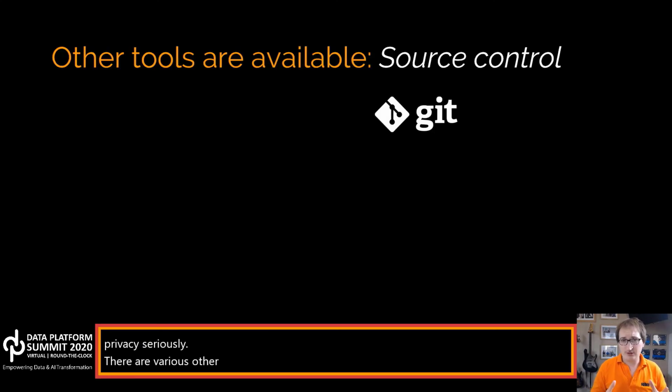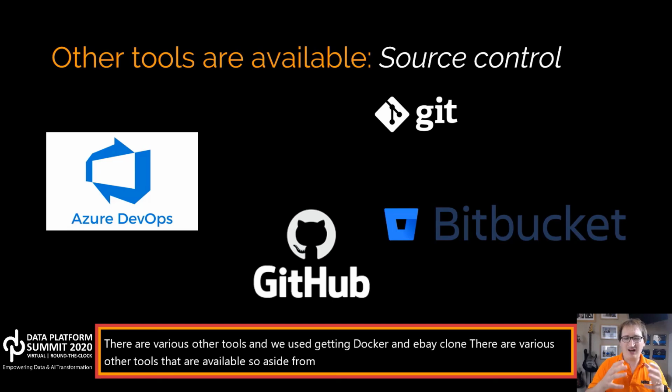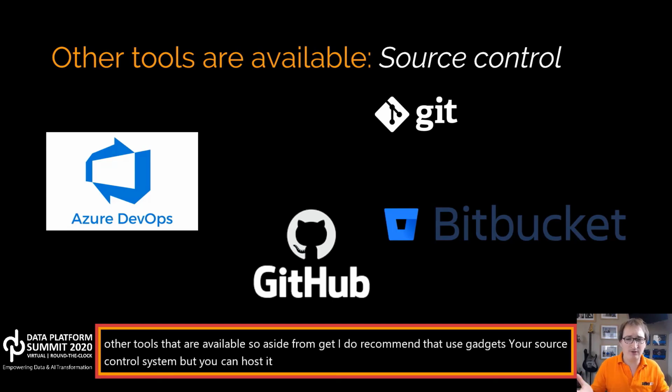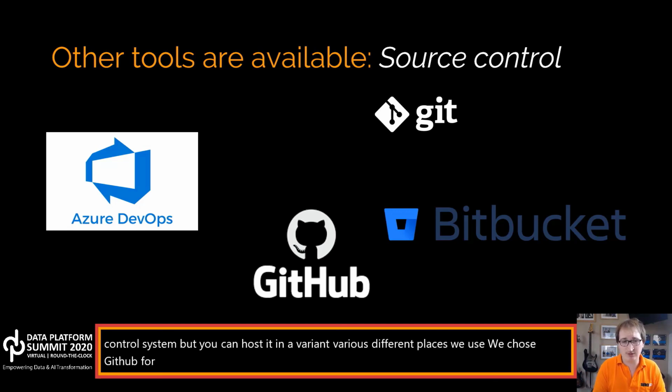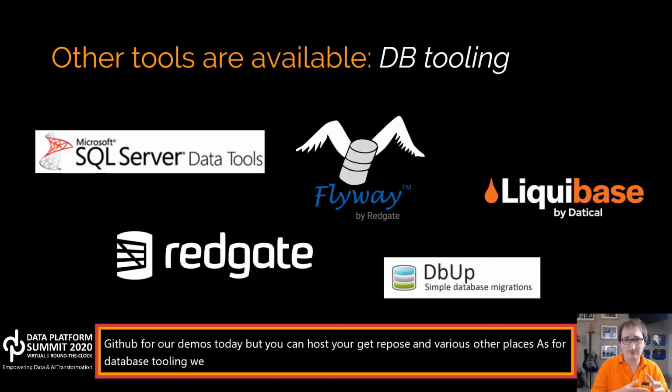There are various other tools. We used Git and Docker and dbaclone, but there are various other tools that are available. Aside from Git, I do recommend that you use Git as your source control system, but you can host it in various different places. We chose GitHub for our demos today, but you can host your Git repos in various other places. As for database tooling, we used SSDT, DACFX, and the Visual Studio Database projects. So that's the set of tooling we use today.